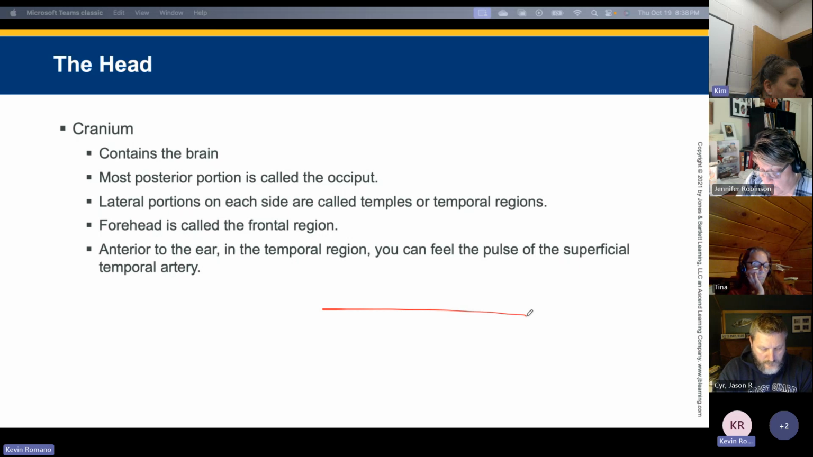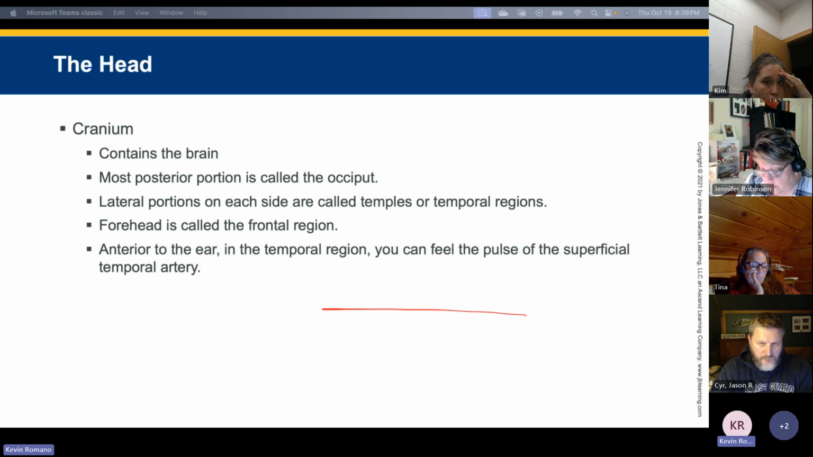So, A&P. The head is divided into the following. You have the cranium, also referred to as the skull, which contains the brain. The posterior portion of the cranium is called the occiput, right? The occiput being the occipital bone also covers the occipital lobe. The occipital lobe controls the vision center of your brain. So if you have blurry vision, you smack the back of your head, you probably have some damage to your occipital lobe, and you could have a fracture of the occipital bone or the occiput.